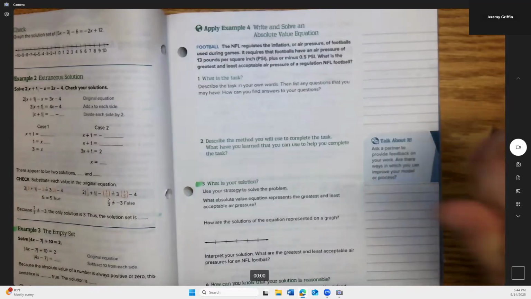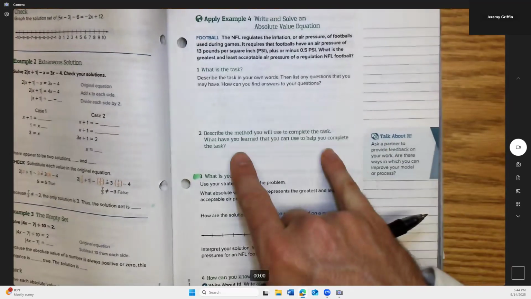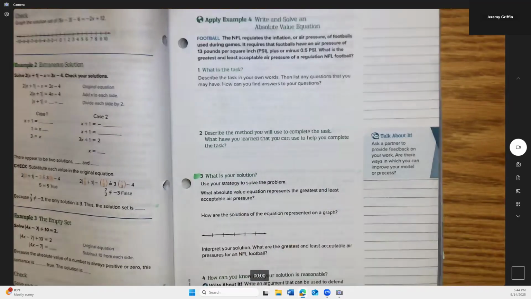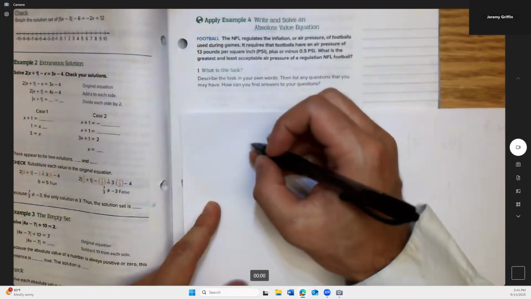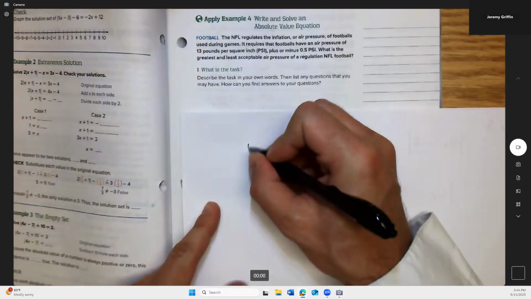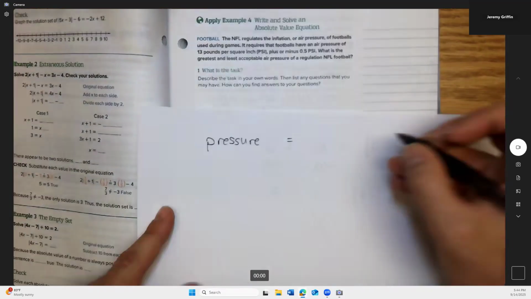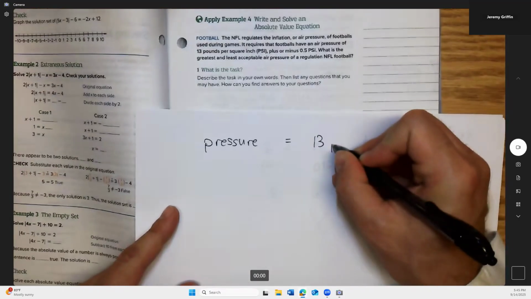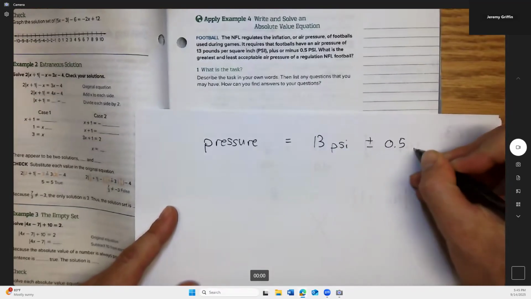Can you restate the task in your own words? I guess that's just been me explaining this. What's the method to explain this task? There might be different ways to go about this. I might say something like this: the pressure should be 13 pounds per square inch, plus or minus 0.5 pounds per square inch.